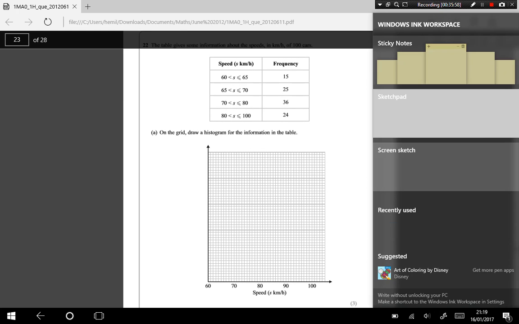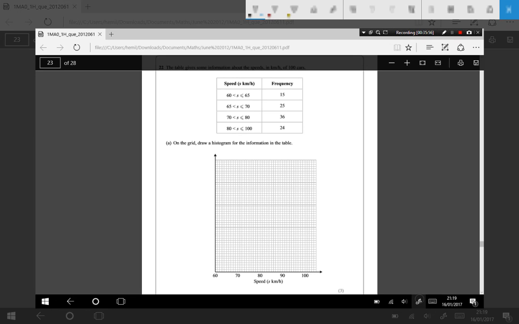Right, okay. So it says draw a histogram. So the formula for a histogram is frequency density is equal to frequency over class width. So frequency over class width, so this would be 3. 25 divided by 5 is 5. 36 divided by 10 is 3.6. 24 divided by 20.